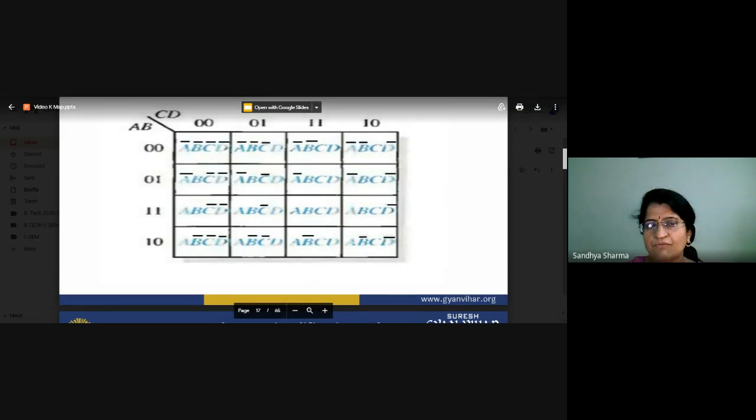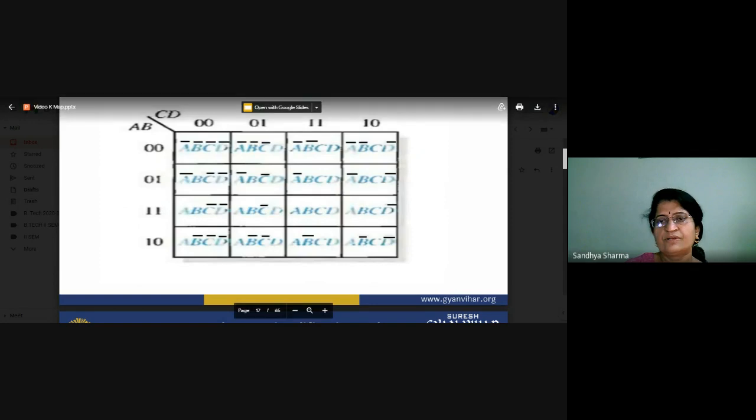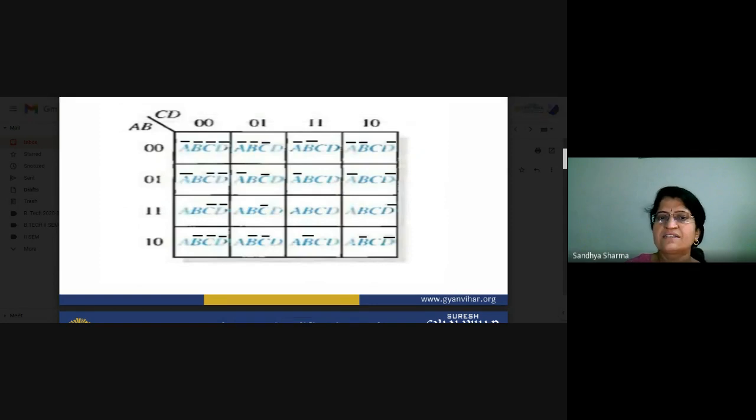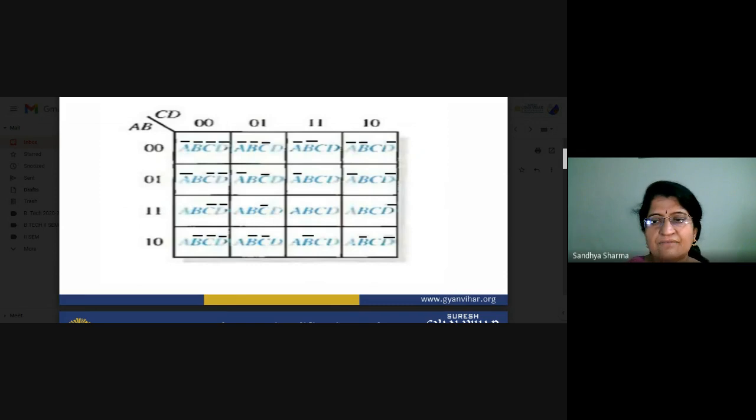First of all, you will write it in terms of AB. So AB will be 0 0, and CD will be 1 1. So you can write it as A bar, B bar, and CD. That is the same as what we have to represent. You can write any cell's equation. Suppose this one is a cell, this one represents AB 1 1, and CD 0 1. So it will be written as C bar and D. So this is the basic equation that we can write in this form.